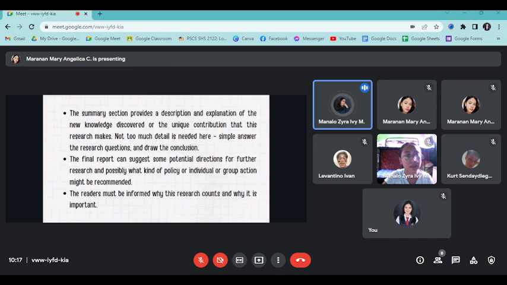Fifth, the final report can suggest some potential direction for further research and possibly what kind of policy or individual or group action might be recommended. Lastly, the reader must be informed why this research counts and why it is important. So, importante na yung readers mo is informed kung ano yung mga significance and benefits na makukuha nila sa research na kinokonduct mo.